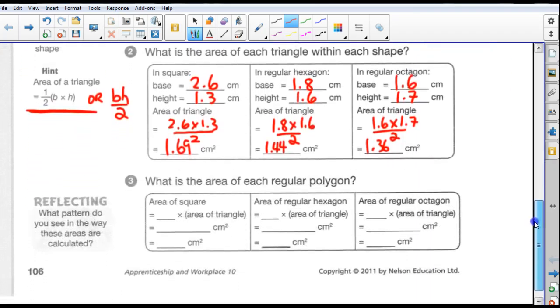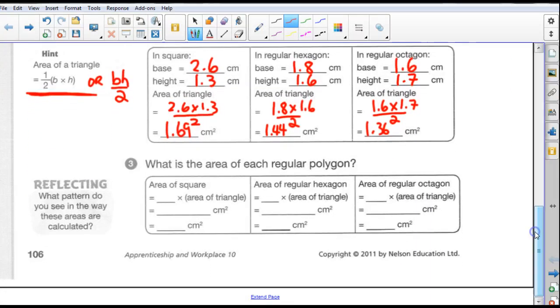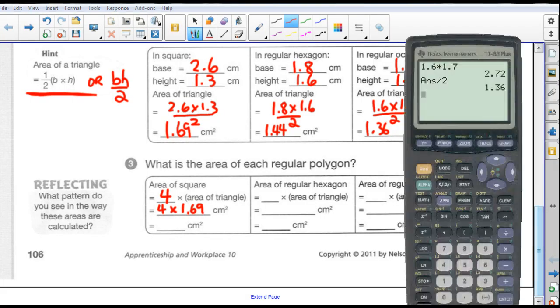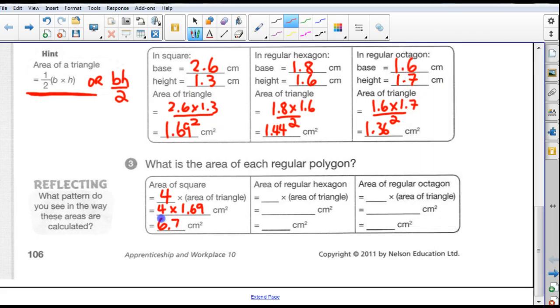So how do we calculate the area of the entire polygon? Well, what is the area of each regular polygon? For the square, we have 4 triangles. It's just 4 times the area of the triangle, which is 4 times 1.69 centimeters squared. And I get 4 times 1.69, and the area of that entire polygon is 6.76 centimeters squared.